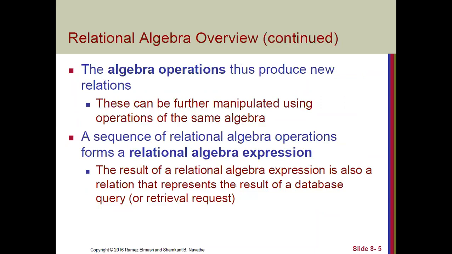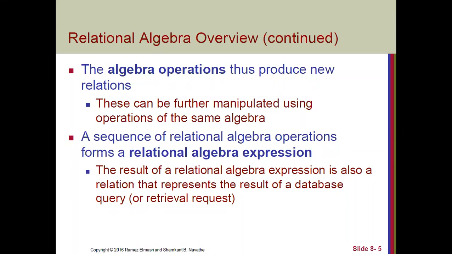The algebraic operations thus produce new relations, as we have discussed. So these can be further manipulated using operations of the same algebra. Let's assume that we have applied an operation and retrieved another relation. You might apply another operation on the retrieved relation, so that it can also be used as an input for any other relational operator as well. So it is a process.